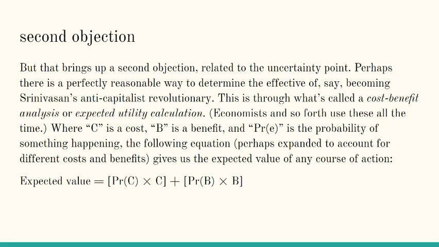What is the expected value, she asks, the expected marginal value of becoming an anti-capitalist revolutionary? Well, maybe we actually do have a way to determine that. And effective altruists should just crunch the numbers and see if that does more or less good than whatever else. Economists and people doing game theory and ethicists and so forth will use what's called cost-benefit analysis, or an expected utility calculation.